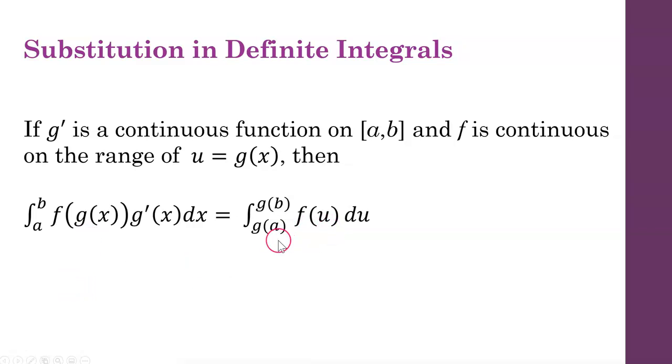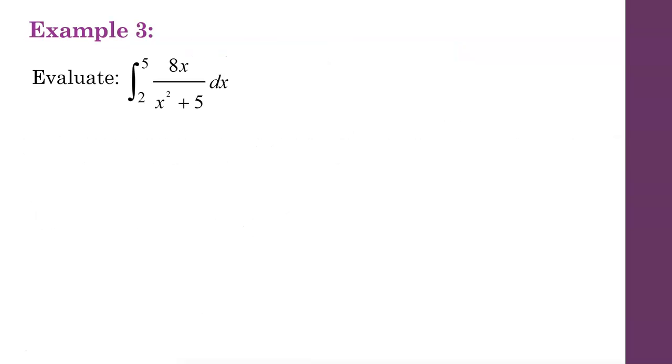replace g of x with u, and replace my values of a and b with g of a and g of b. So let's look at an example. Here we're trying to integrate 8x over x squared plus 5 dx between 2 and 5. Ignoring the 2 and the 5 for now, notice if I take x squared plus 5 and call it u, its derivative would be 2x, and 8x is a multiple of that. So here we have a nice candidate for a u substitution.